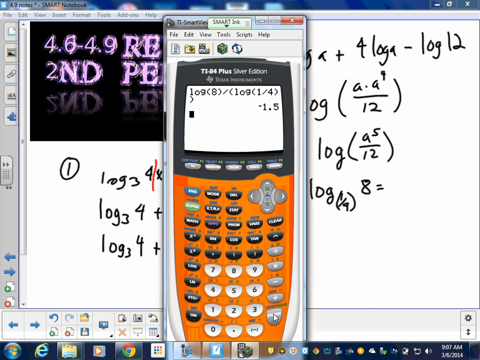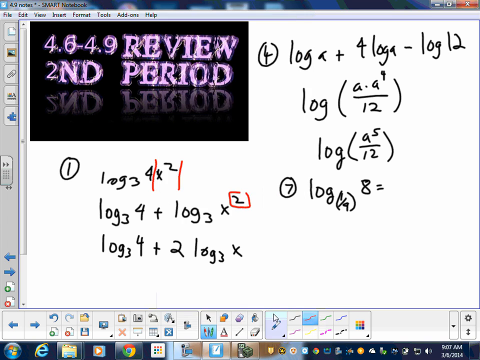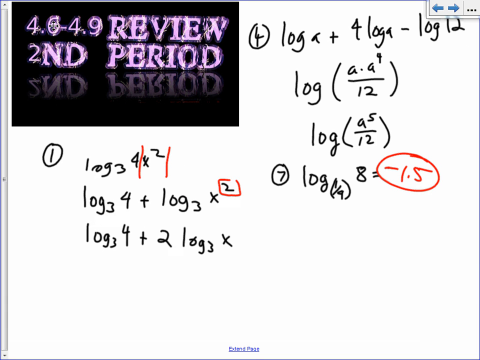Again, the way you get the -3/2 is you can change that to 10 to the second and go through all that process right there. But the answer is -1.5. Do I need to show anybody how to use their calculator? All right. I continue on.